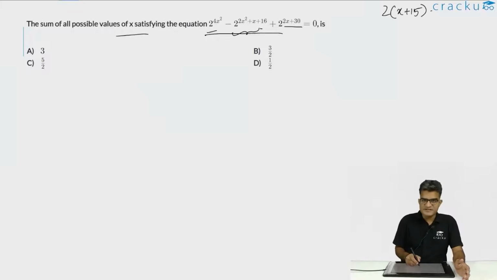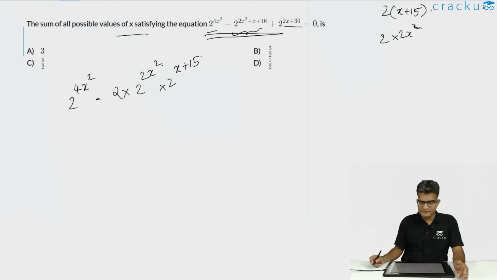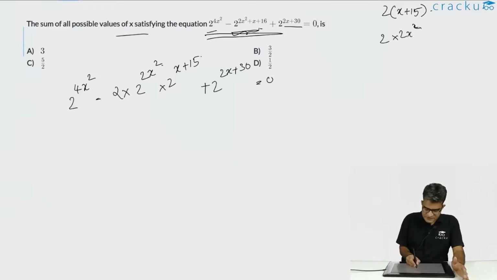And this is 4x square. 4x square is 2 times 2x square. So what we'll do is we'll essentially write this as 2 to the power 4x square minus 2 times 2 to the power 2x square into 2 to the power x plus 15. This is basically just the middle term. We are just trying to separate it so that we can factorize it. Plus 2 to the power 2x plus 30. This is equal to 0.